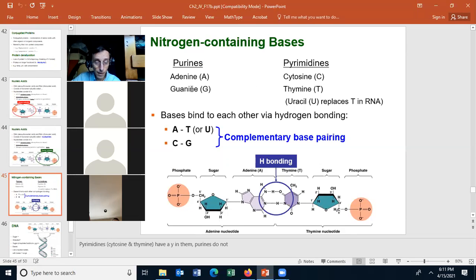Now, RNA has 3 of the same nucleotides. It does have A, and it does have G, and it does have C, but RNA does not have T. The T is replaced by uracil in RNA. Any question about any of that? All right.